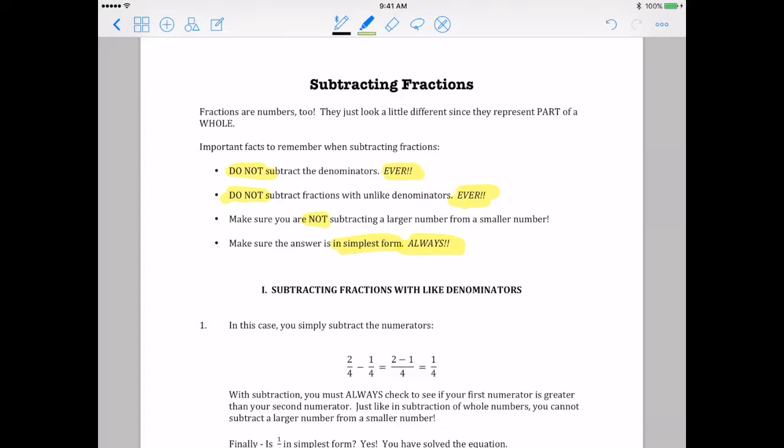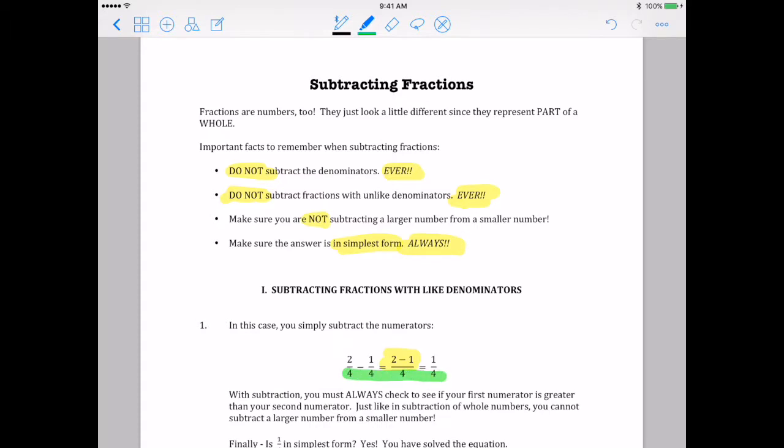In this case, you simply subtract the numerators. So here you see 2/4 minus 1/4 equals, and I've set it up the same way I did when we were adding fractions. I showed you the subtraction problem that we're really solving when we're subtracting fractions. 2 minus 1, so we're subtracting the numerators. 2 minus 1 equals 1, and our denominator stayed the same throughout.